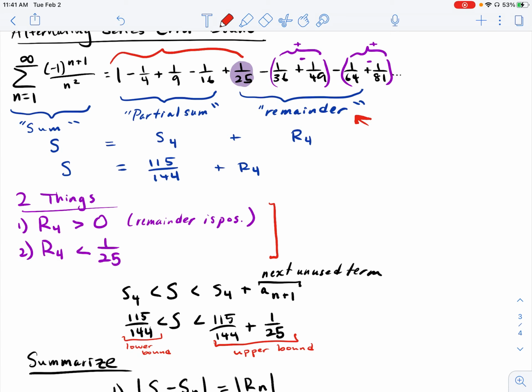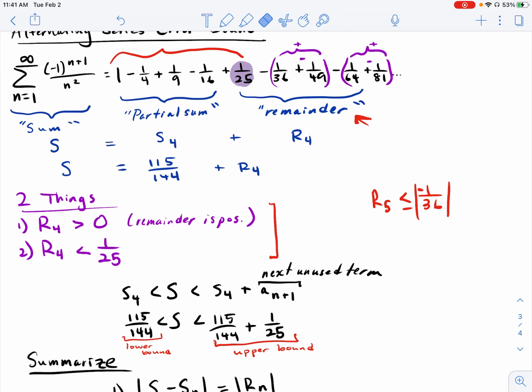It simply says that, okay, if my partial sum consisted of the first 5 terms in the series, then my remainder, R sub 5 now, would have to be less than my first unused term, which in this case would be 1 over 36. Or I should say less than or equal to the absolute value of negative 1 over 36. And so that doesn't change.